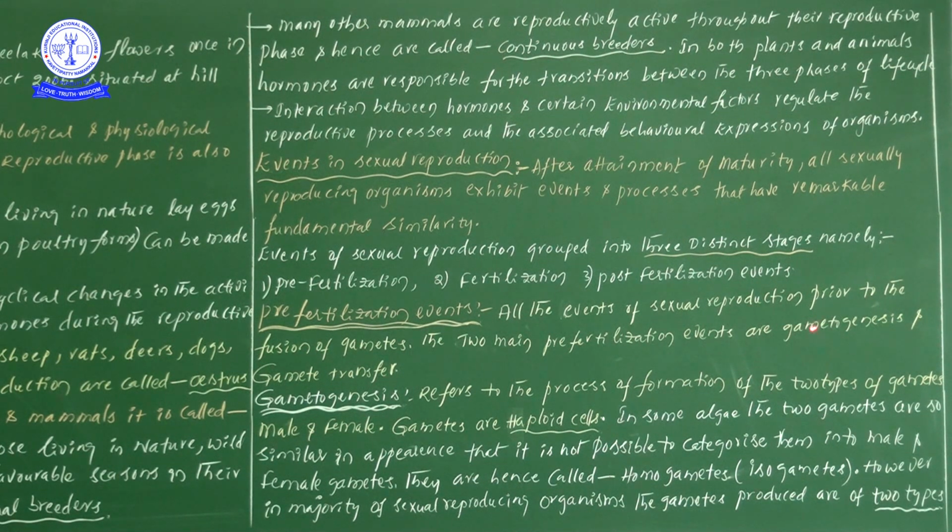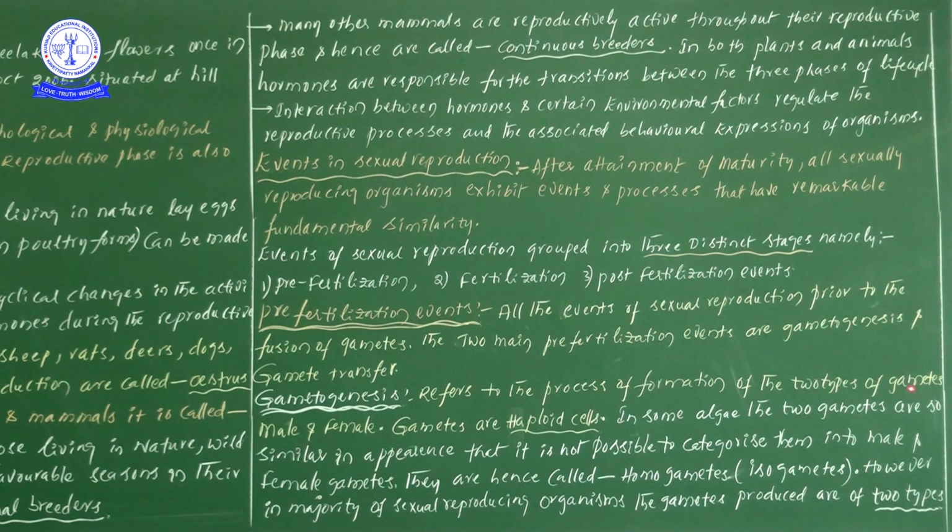Gametogenesis: if you see this word, what meaning can we understand? Genesis means the formation. So what is going to be formed? Gametes. So the definition we can give is, gametogenesis refers to the process of formation of two different types of gametes, that is male and female. Here you put two types, meaning definitely the gametes are not similar. So two different types or two types we can write.